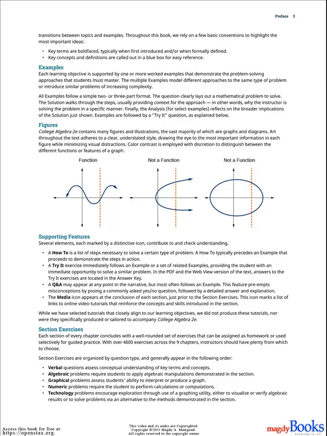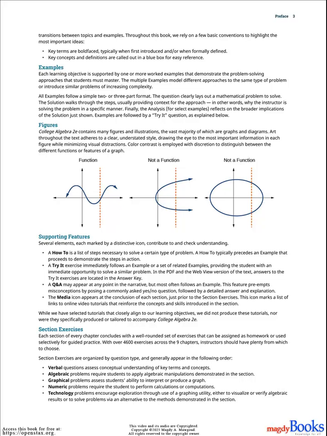Supporting features. Several elements, each marked by a distinctive icon, contribute to and check understanding. 1. A how-to is a list of steps necessary to solve a certain type of problem. A how-to typically precedes an example that proceeds to demonstrate the steps in action. 2. A try-it exercise immediately follows an example or a set of related examples, providing the student with an immediate opportunity to solve a similar problem.